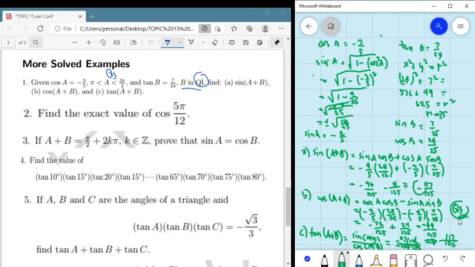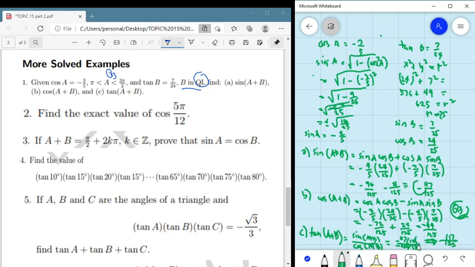Okay? So, if alpha is in quadrant 3 and beta is in quadrant 1, then alpha plus beta is in quadrant 3, by looking at the answer for sine alpha plus beta or cosine alpha plus beta. They are both negative, so it is also in quadrant 3. Okay, so that is solved example number 1.